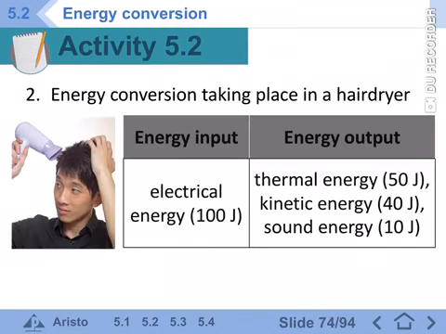And if you take a look at the next example, we have 100 joules. So we're going to draw 10 squares as the input. And for the output, we got 3 different things. So you have to be careful. So in here, what is the desired outcome of the hair dryer? It is the thermal energy. That's what we really want. So that one would be 5 squares.